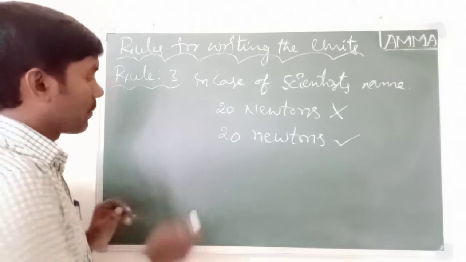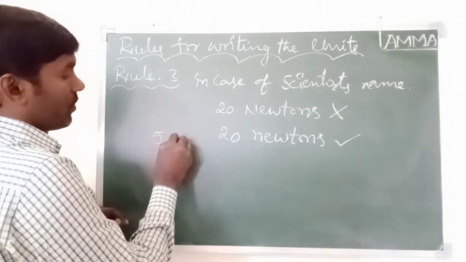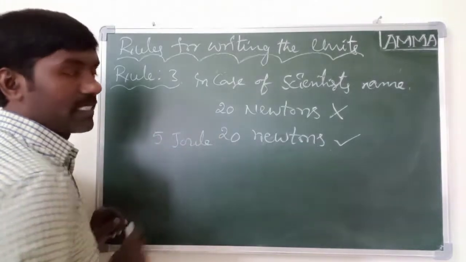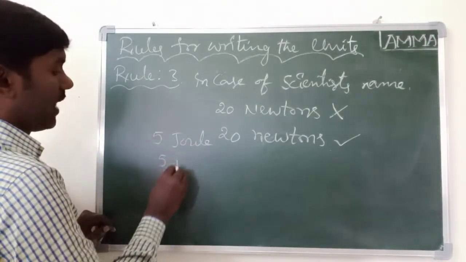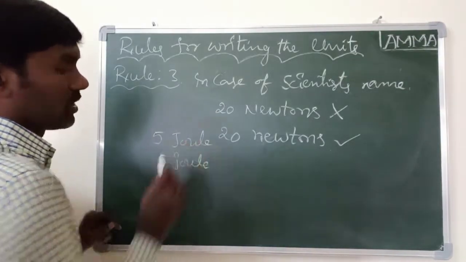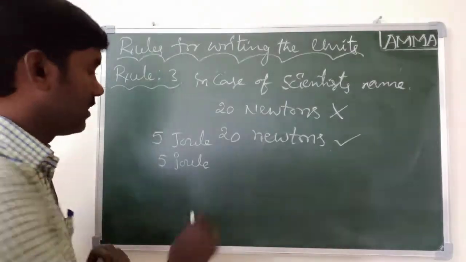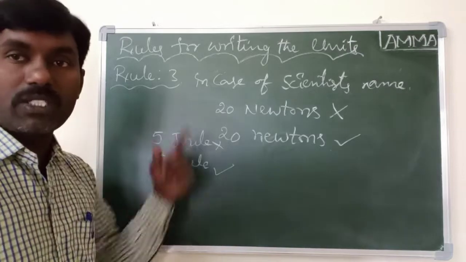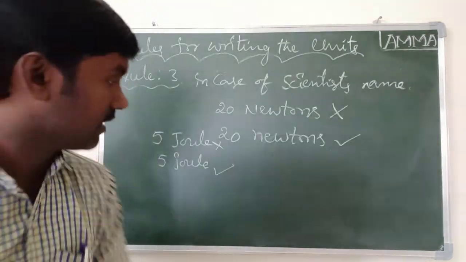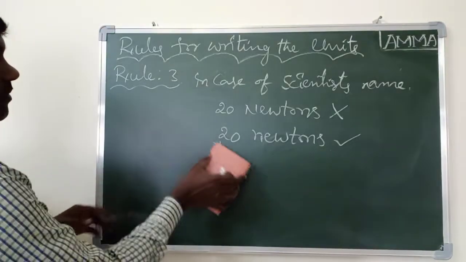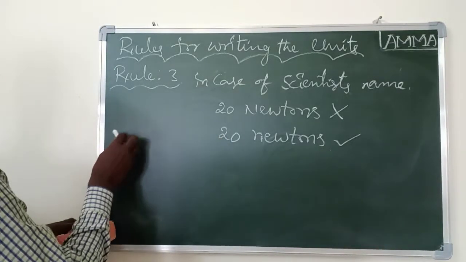Okay students, for example, 5 joules. This is not correct. Just 5 joules with small letters. We have to begin with small letters. This is the correct method. The other is the wrong method. This is one of the rules. Okay, the next one is rule number 4.